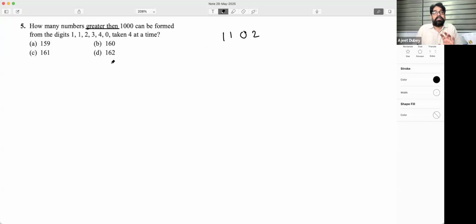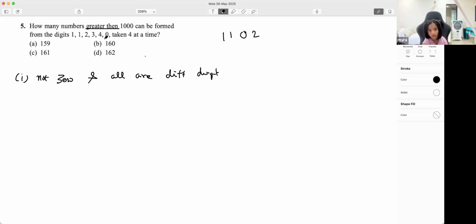Let's say we select 4 digits from here. We do not know whether the double one came inside or not, whether 0 came inside or not. We don't have that option, so we have to make cases. Case 1, suppose no 0, not 0, and all are different digits. This is one possibility. Means 0 I'm not selecting and different digits I'm selecting.